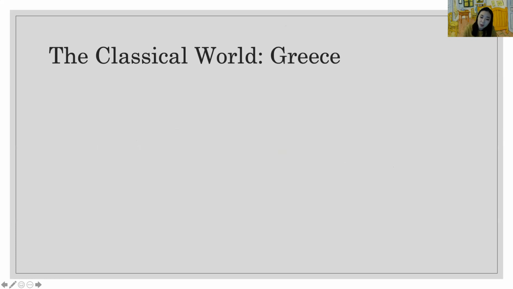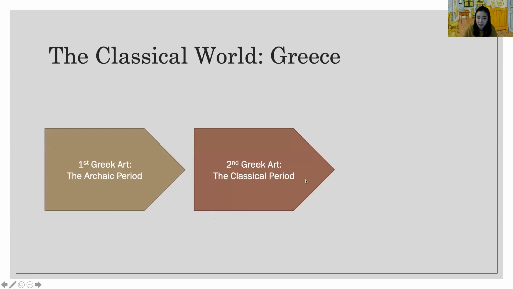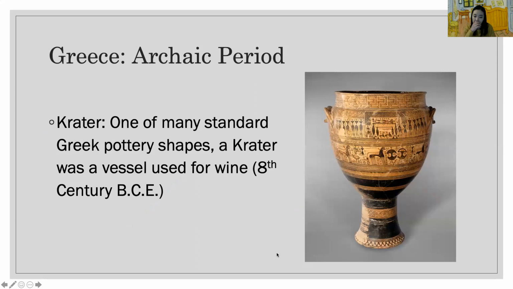So there are three artistic periods in Greek art. First is the archaic period, and the next period is classical period. And the last period is Hellenistic period. So let's see the archaic period first. This is called crater. Crater is one of many standard Greek pottery shapes in archaic period. And a crater was a vessel used for wine.